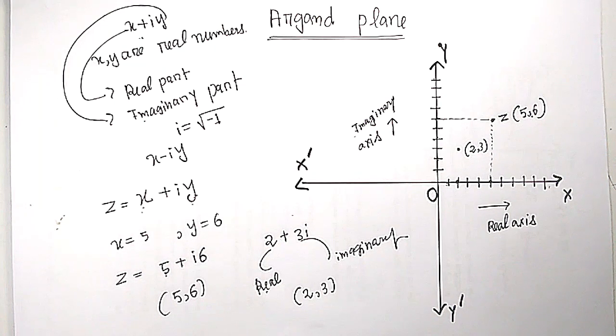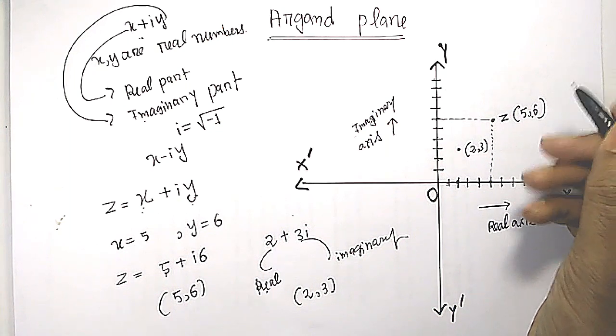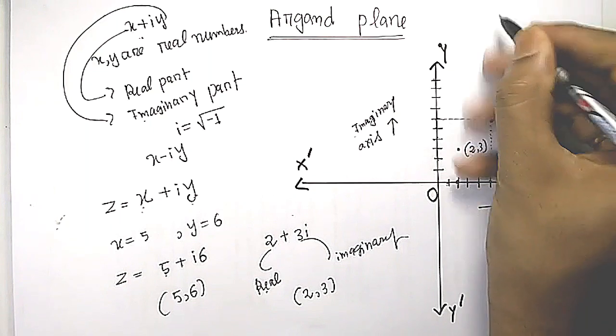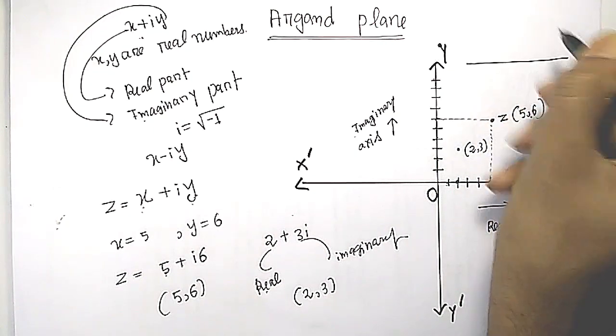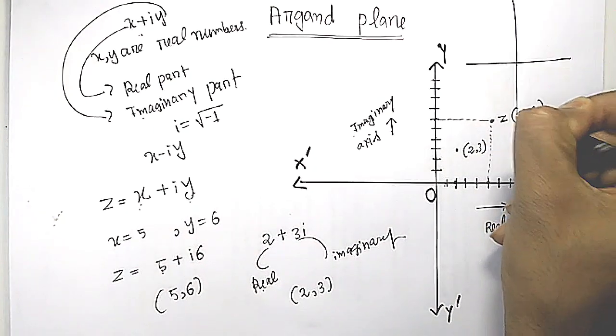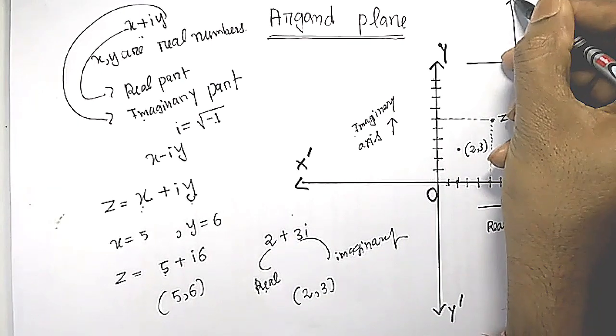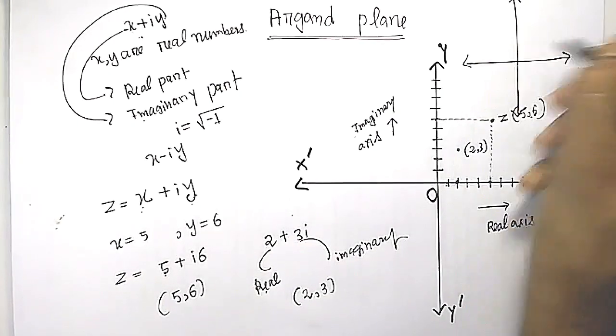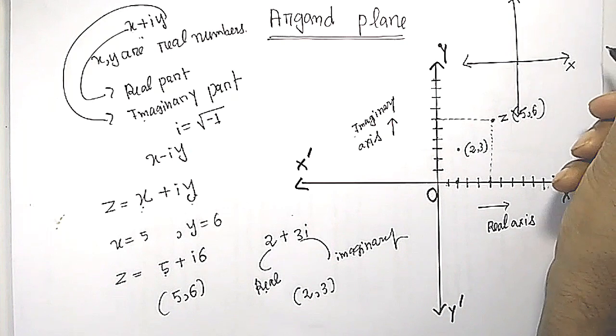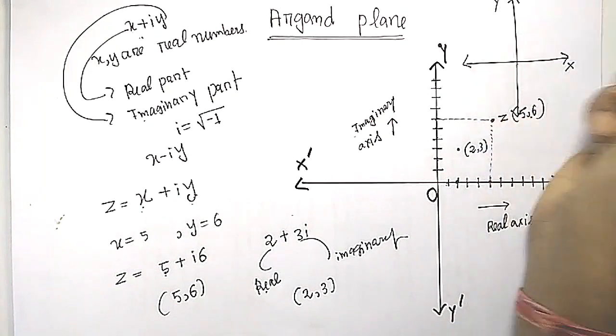So after that, we should know one more concept, finding the modulus of a complex number. So what do we mean by modulus? Suppose this is the Argand plane, and this is the real axis, and this is the imaginary axis.